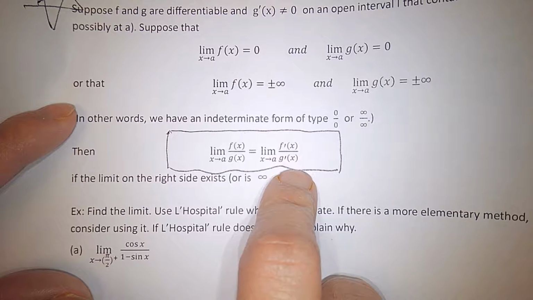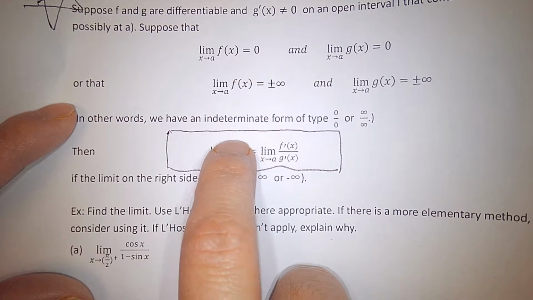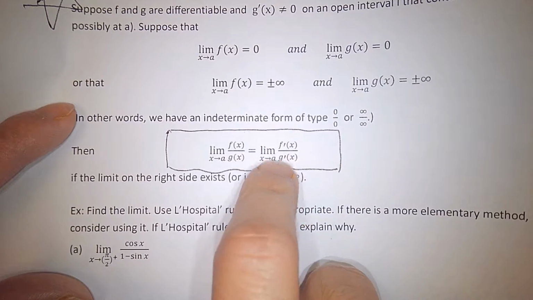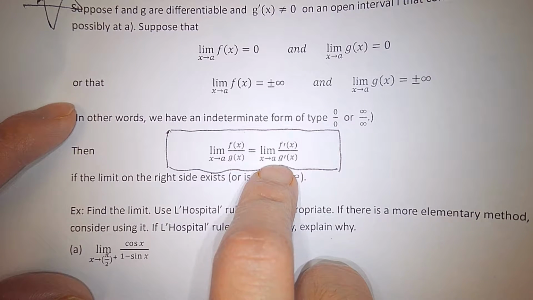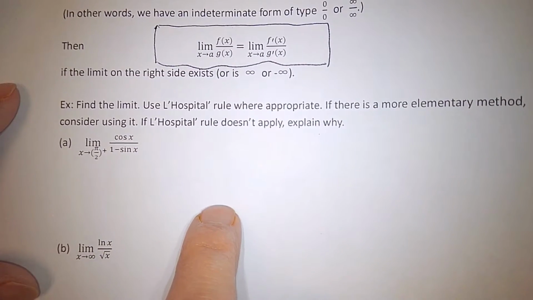This is not the quotient rule. We differentiate both the top and the bottom, and then we get a new expression and see whether we can simplify this expression to make the limit exist. Okay, so I will use some examples to show you.